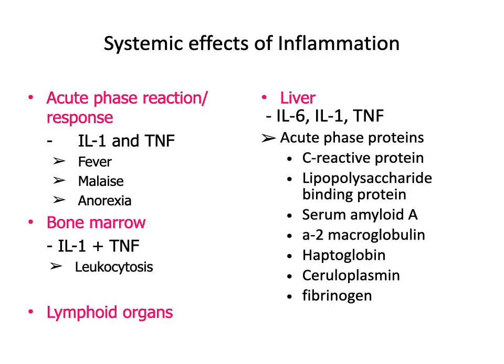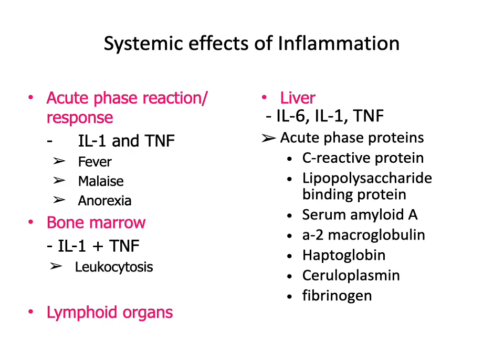Okay, these are systemic effects of inflammation. So essentially, this is mediated by the cytokines that are produced during the inflammatory phase, and the substances that are produced during the inflammation as a group, we call them acute phase reactants. Okay, so IL-1 and TNF generally cause fever, loss of appetite, and the general feeling of tiredness during the sickness phase. In the bone marrow, it also stimulates to mobilize the white blood cells.